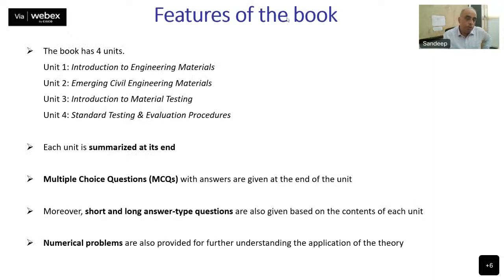Coming to the main point, the feature is that this book has 4 units instead of the 3 units prescribed by ACT. So we thank ACT for giving us this liberty to write the textbook as per our own convenience. Unit 1 and unit 2 pertain mostly to module 1. Unit 3 is about introduction to material testing, and unit 4 talks about standard testing and evaluation procedure.